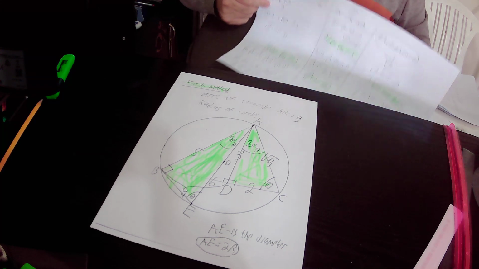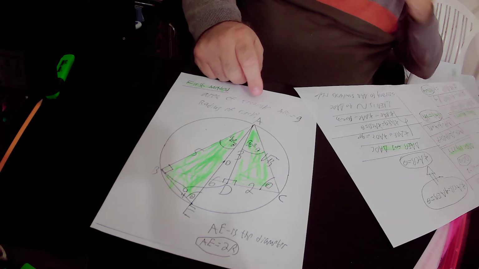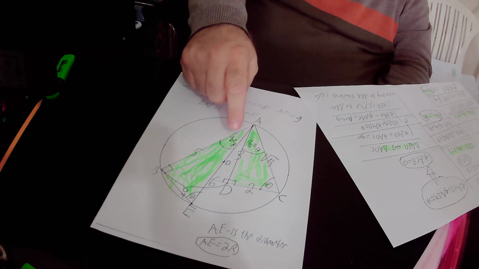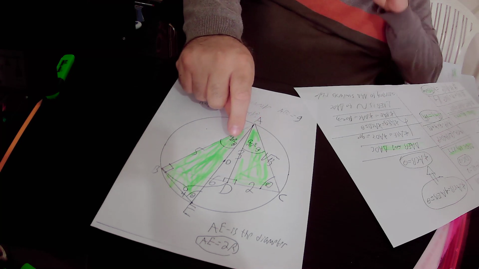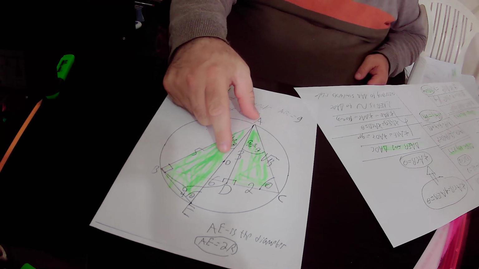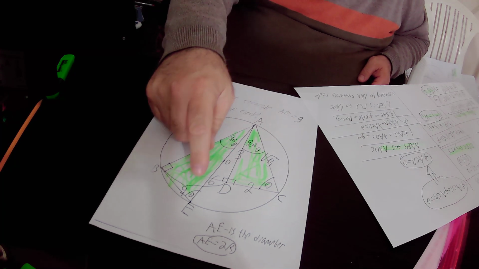Then we define the center of this circle as point O, and we joined points A and O together by a straight line, and then we extended the straight line AO until it touches the circle at point E.